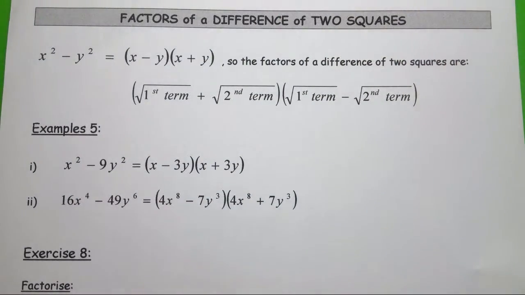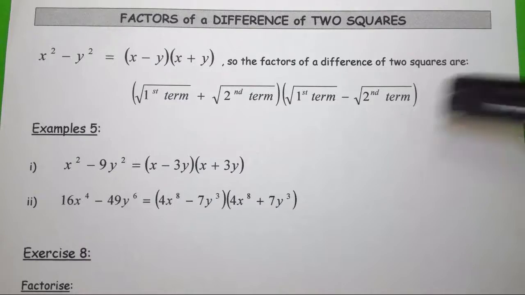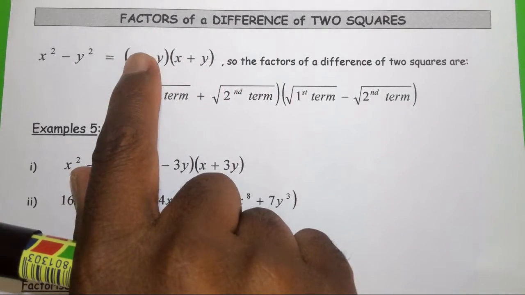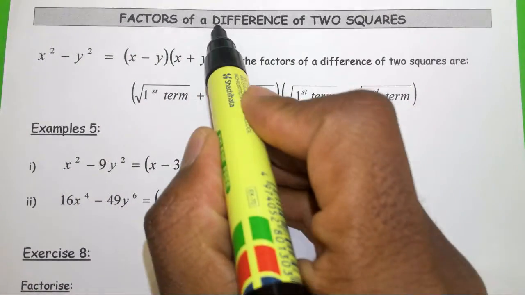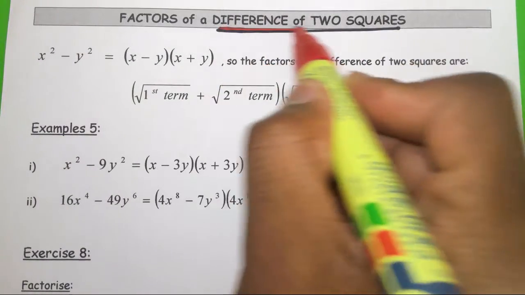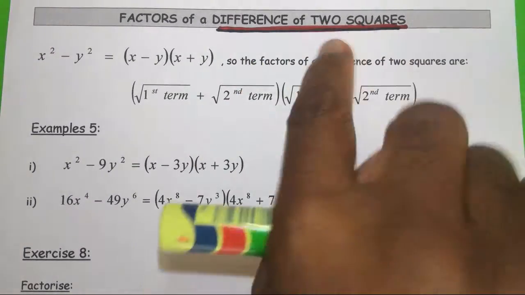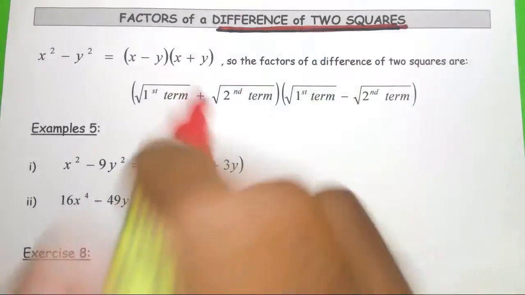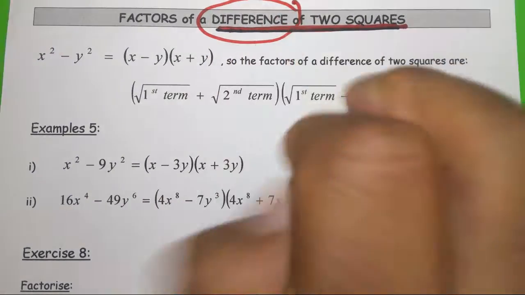Okay, now let's look at example 5. In example 5, we focus on factorizing difference of two squares. What must you think? Difference, so it's a difference of two squares. So you have two square numbers and a minus between the two terms.